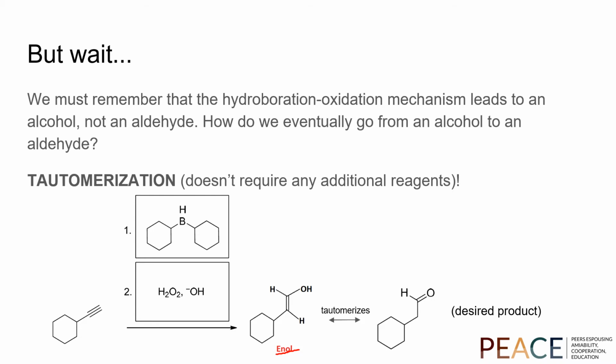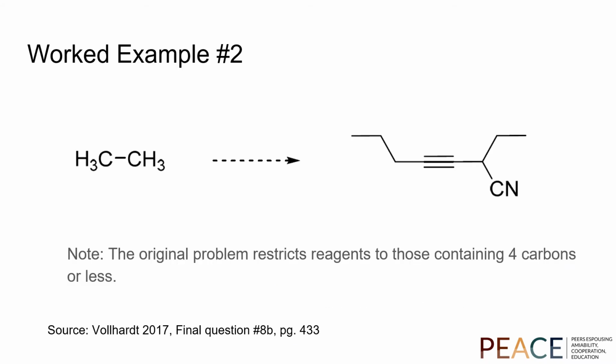Okay, so moving on to our fully worked example, which I'll call worked example number 2. This is an actual synthesis problem, so what you normally find in a synthesis portion of the exam. Here, in this original question, the problem states that we are only allowed to use reagents that contain 4 carbons or less. So let's keep that in mind as we create our synthetic scheme.